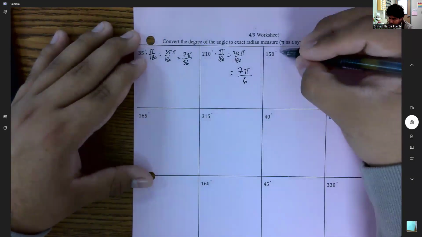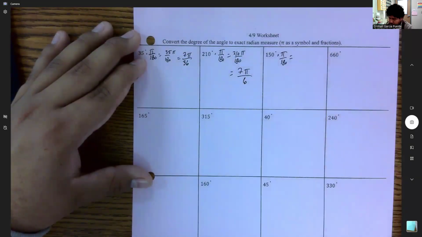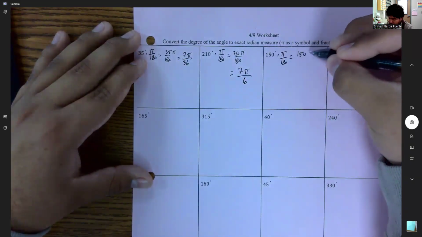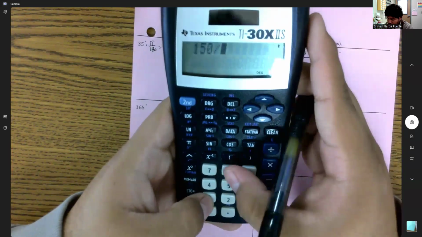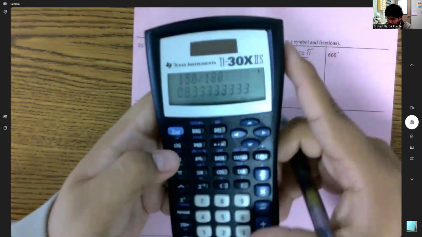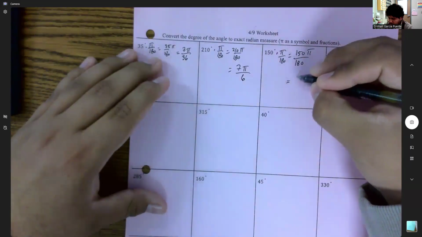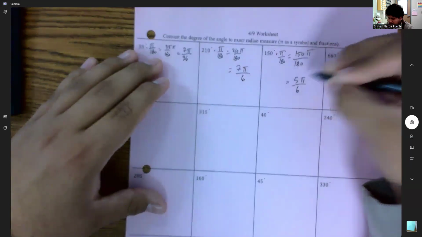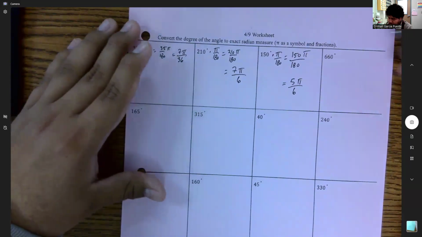Again, same thing. Multiply by pi over 180. So that's going to be 150 pi over 180. And you just put that in your calculator. So 150 divided by 180, second PRB, 5 over 6. That's going to be 5 over 6 pi, or 5 pi over 6, I meant. And then that's it.